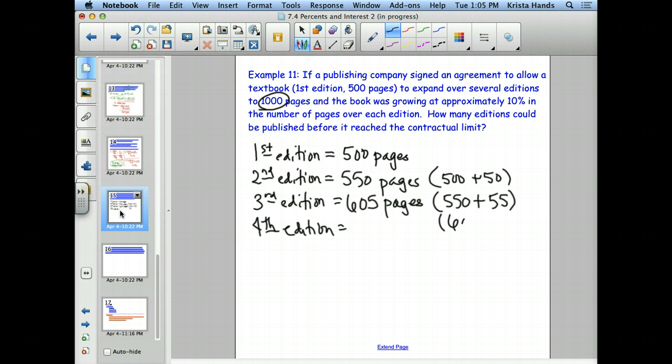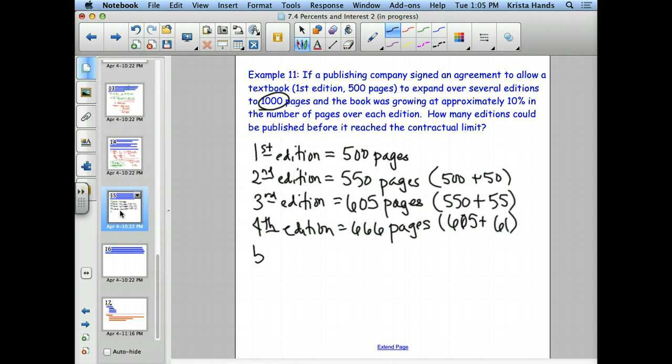Well, I have my 605 plus what? Yeah, 60.5, right? So we'll round. We'll just use our rounding rules and say 61. Okay? If you round to 60, I'm not going to complain too much. So I've got 61 new pages, or 60 new pages. So I have a total of how many? 666. Uh-oh. We'll pretend we didn't see that.